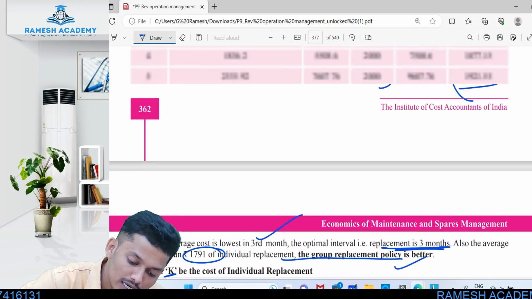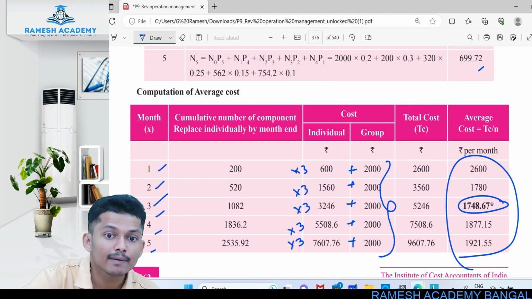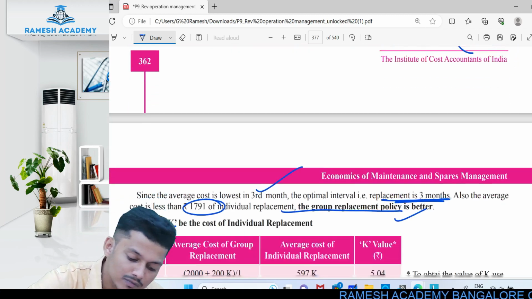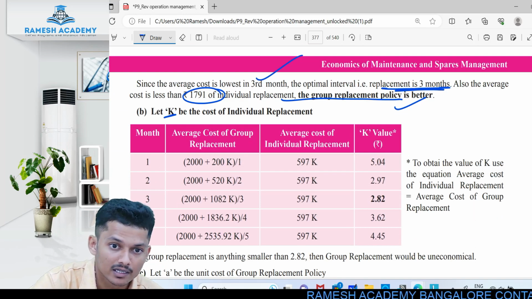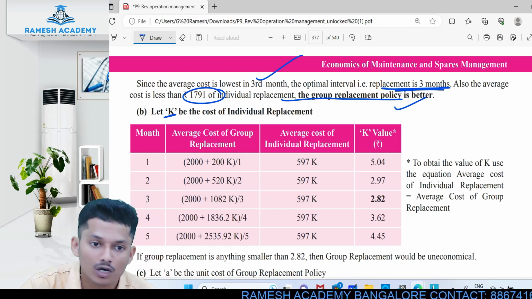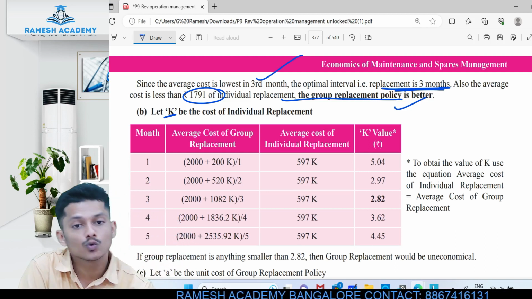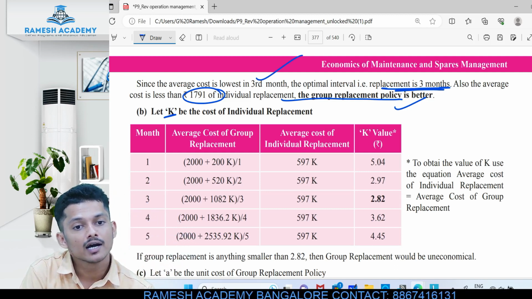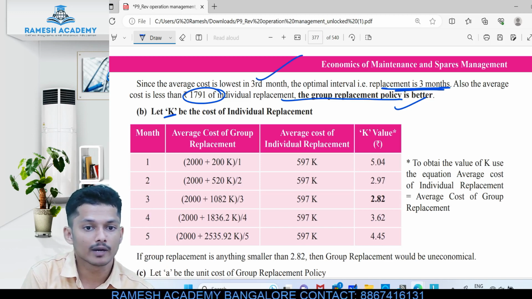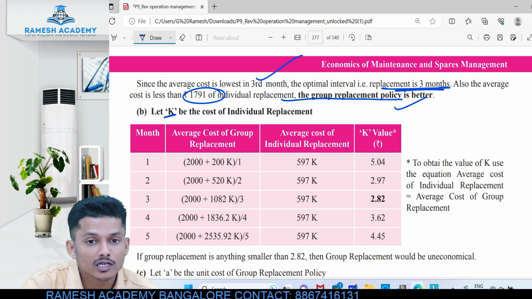Next, see, they told individual replacement, if you go, you do not know the element, k element. That means you consider let group be the same, but individual will vary. That means we do not know with which number we multiply. Here they gave clearly into 3, but let us assume we do not know that 3. So 2000 group is same, plus 200 into k, 520 into k, and then divided by 1, divided by 2, divided by 3, divided by 4. So you get an average cost of individual replacement is 597.